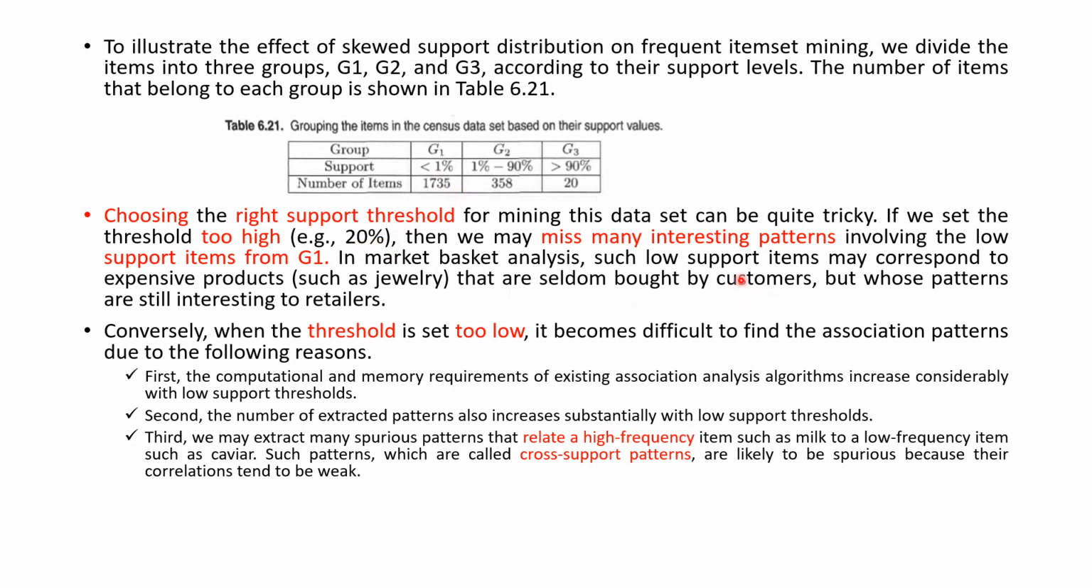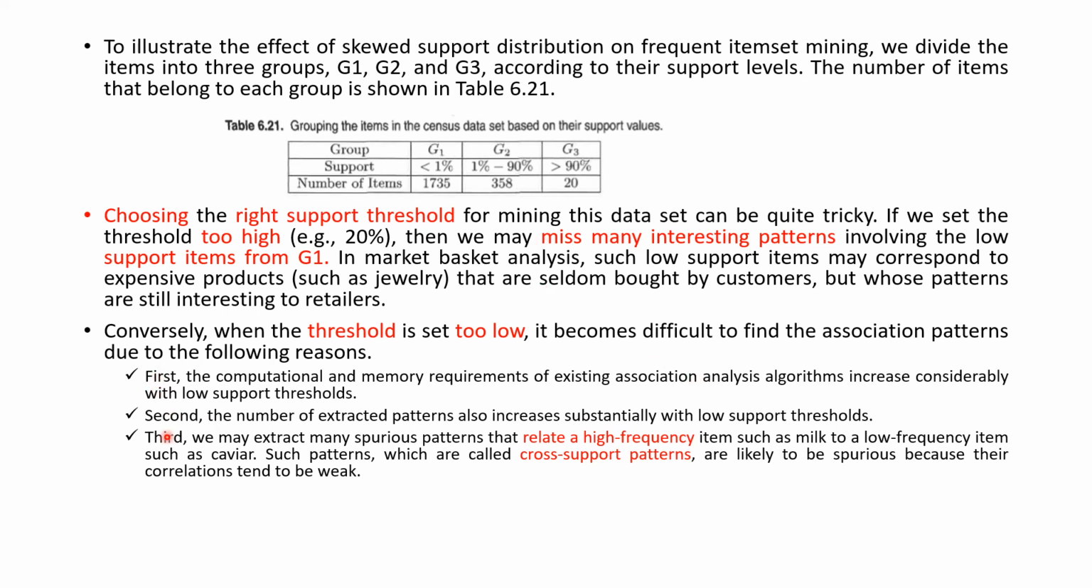So what happens is, in market basket analysis, such low support items may correspond to some expensive products such as jewelry, etc. These patterns are interesting to the retailers. Similarly, if you set the threshold too low, then a larger number of items will be generated, right?